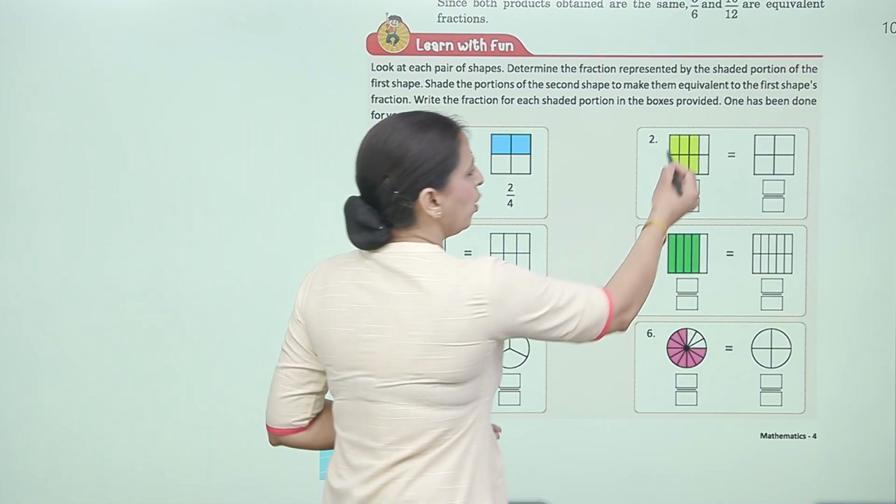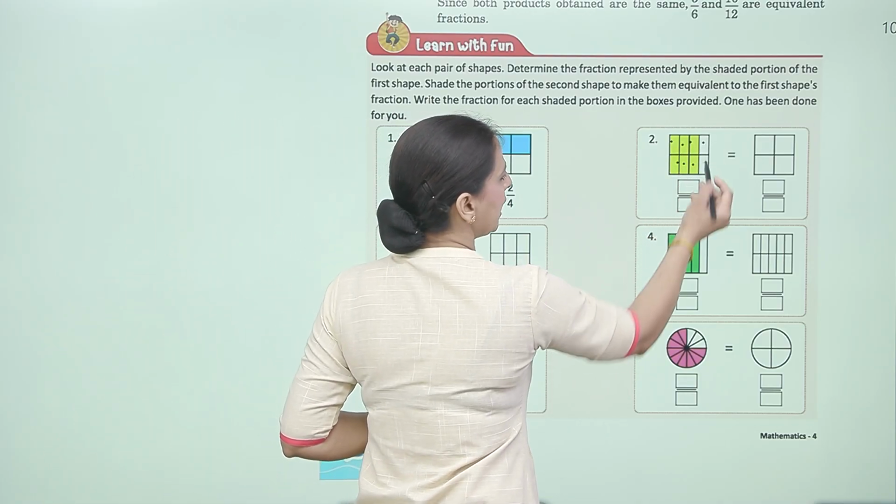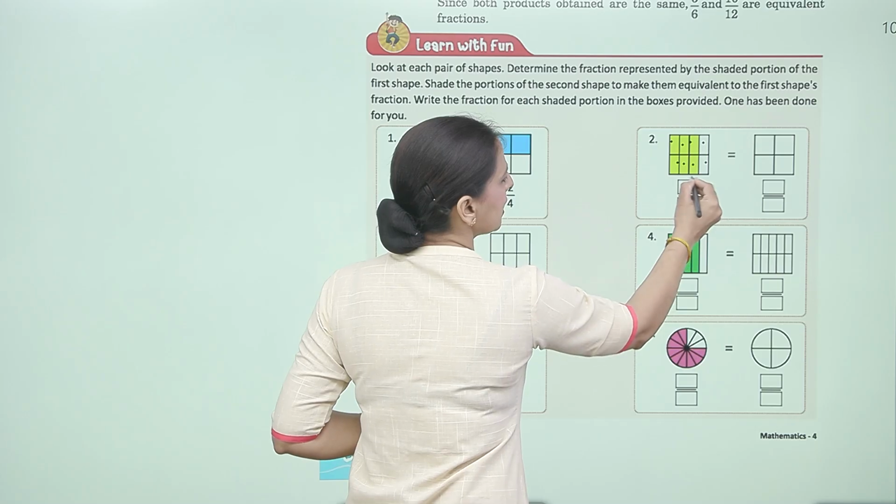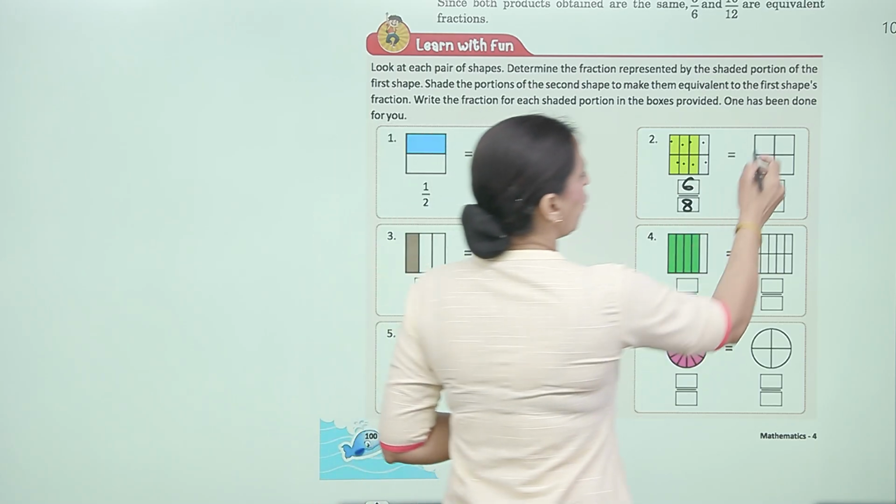Now next is 1, 2, 3, 4, 5, 6, 7, 8. Total is 8 and 6 are colored. Now 1, 2, 3, 4.